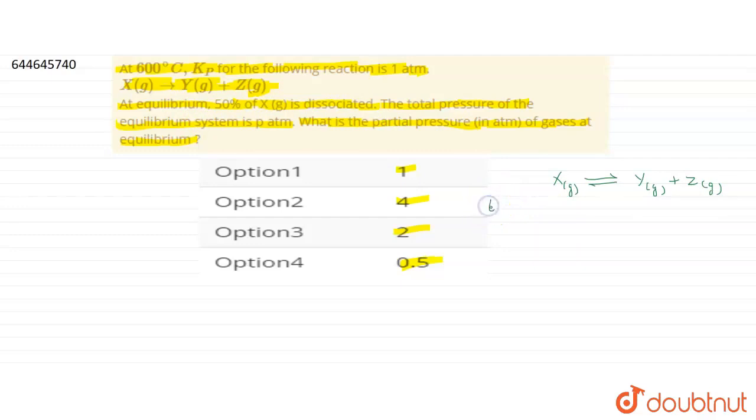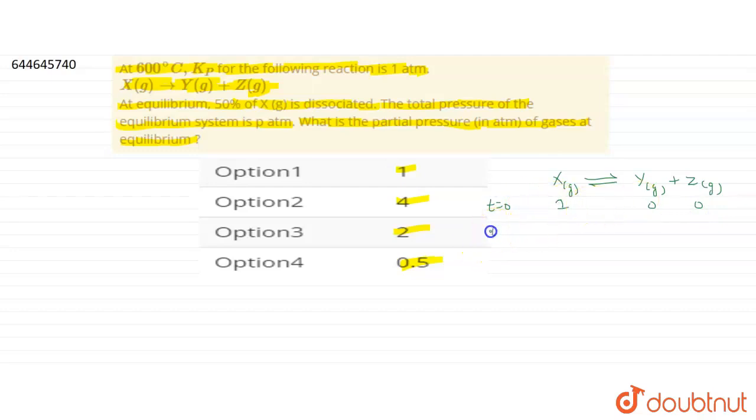Let us take at t equals 0, initial moles of X is 1. These are the initial moles, and initially Y and Z are 0 because at the start of the reaction Y and Z are 0.